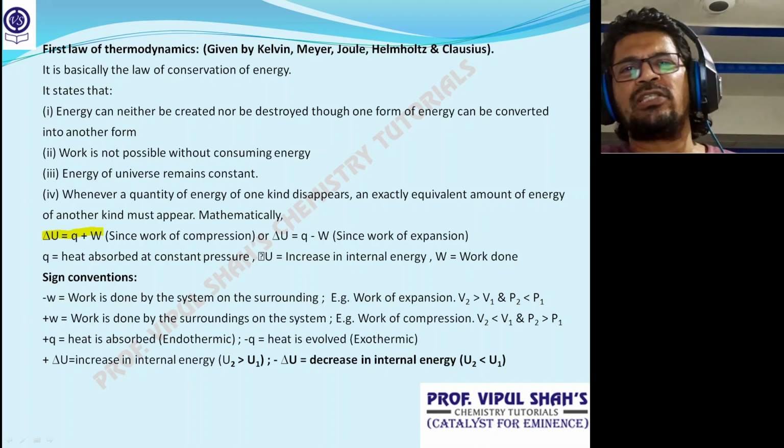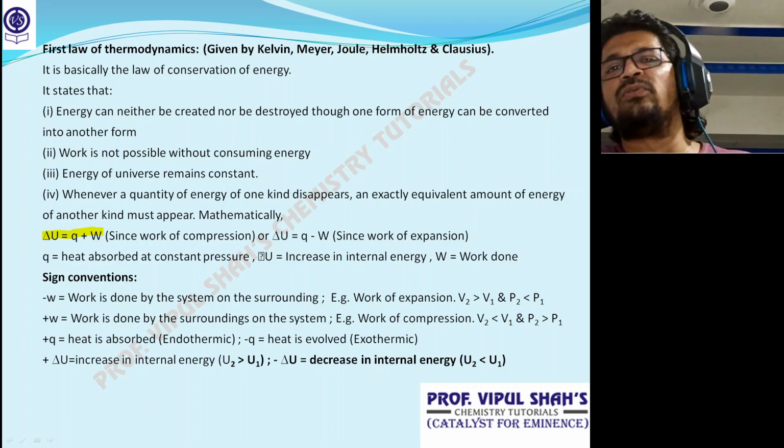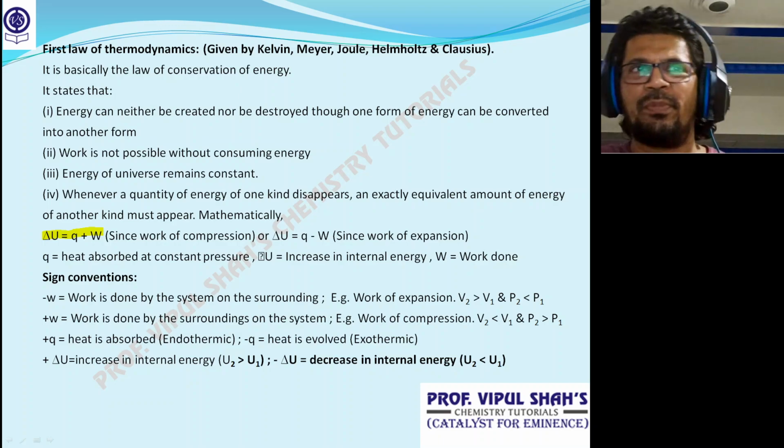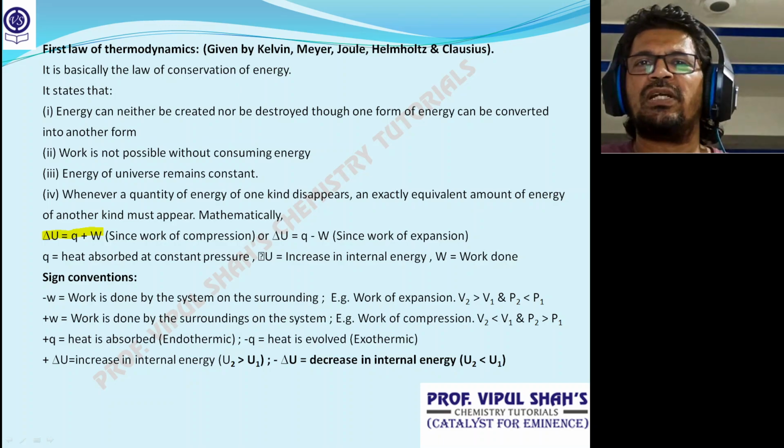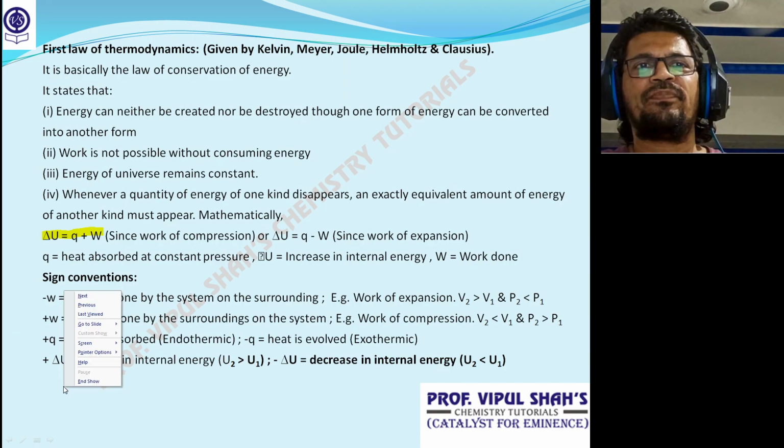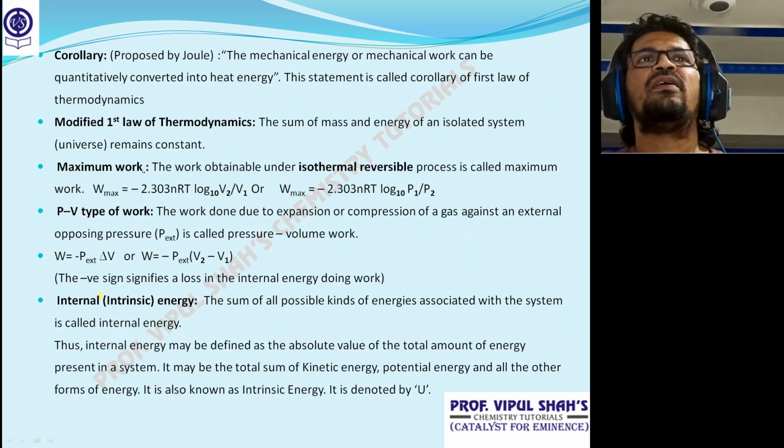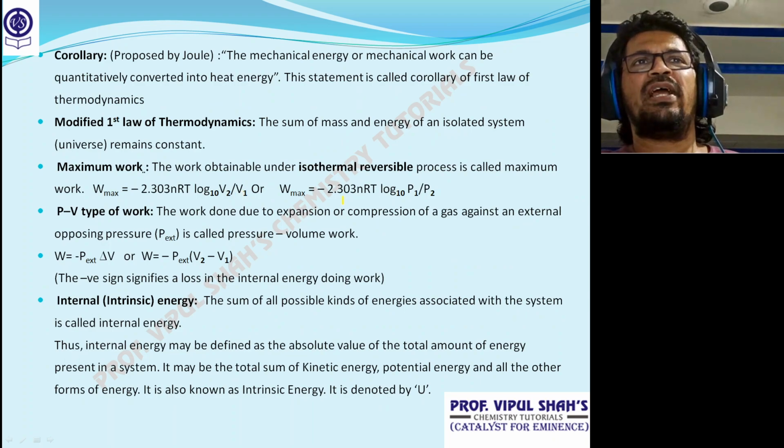Plus Q and minus Q are easy. Plus Q, heat is absorbed, that's endothermic. Minus Q, heat is evolved, that's exothermic. And plus delta U is an increase, and minus delta U is a decrease in internal energy. So that's the first part. Then we have the corollary and the modified one.